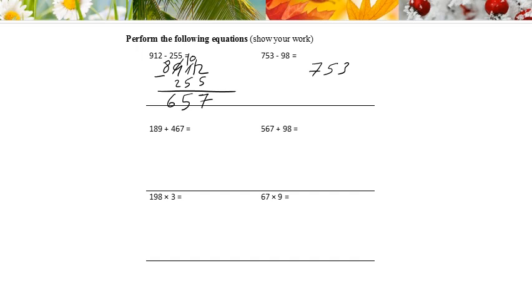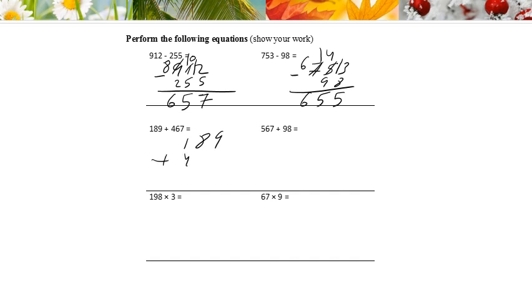753 minus 98. Don't forget that we have to put the ones under the ones, the tens under the tens, and the hundreds under the hundreds. So 3 minus 8, we cannot subtract it. I have to borrow from 5. It will become 4. 13, it will give us 5. Also, I have to borrow from 7. It will become 6. 14 minus 9 equals 5. The answer will be 655.